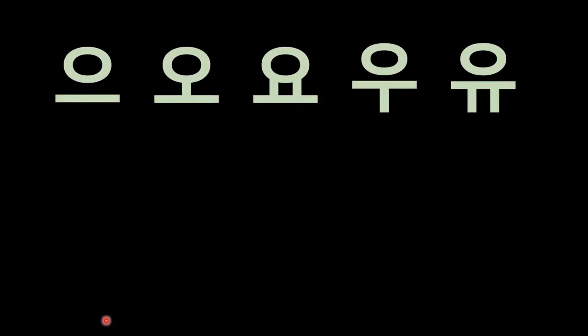Let's practice reading our horizontal vowels in the next set of syllables. 네, 여러분 please read. 읽으세요. 시작. 으, 오, 요, 우, 유. 잘했어요. Next set of syllables.